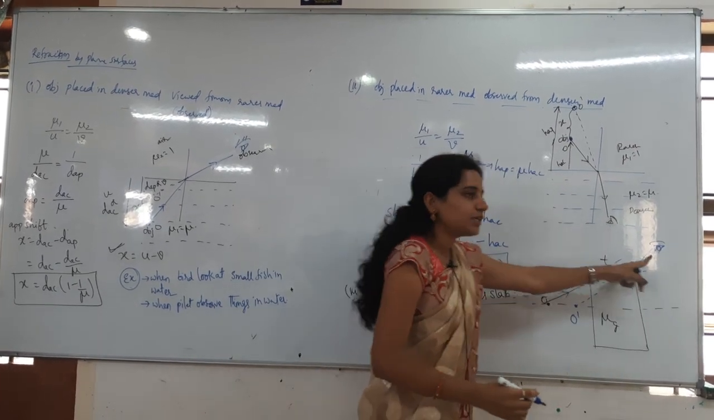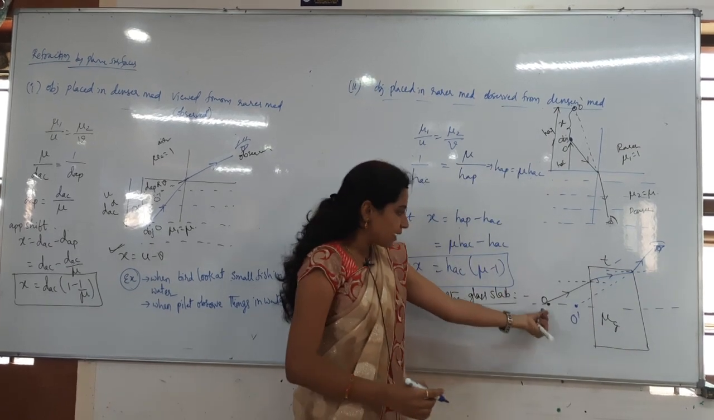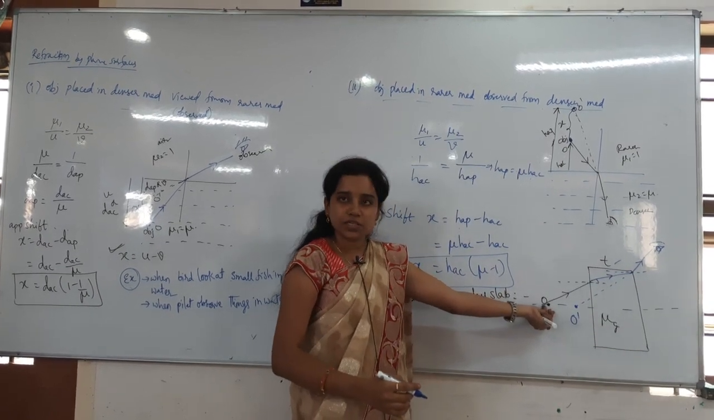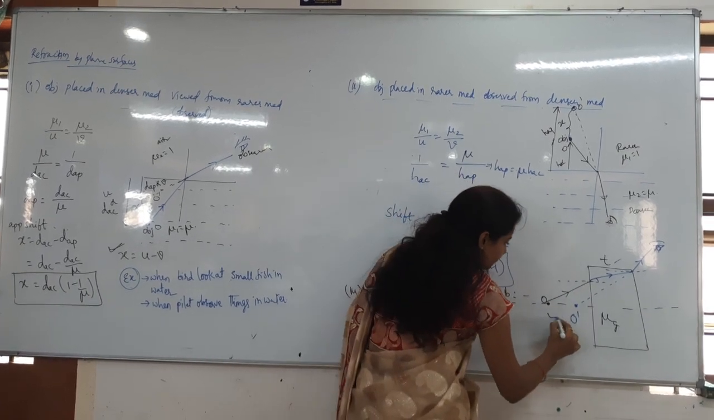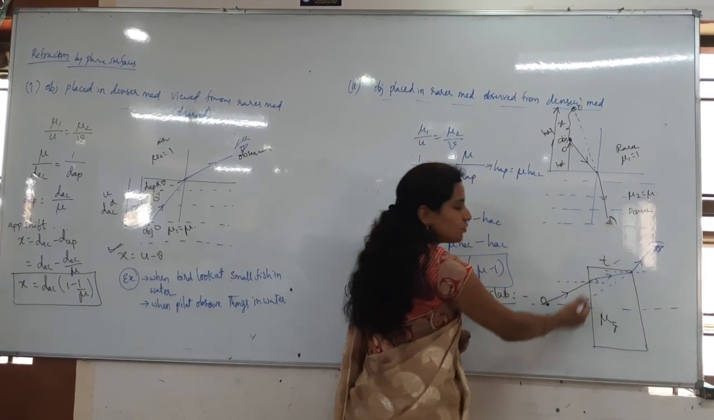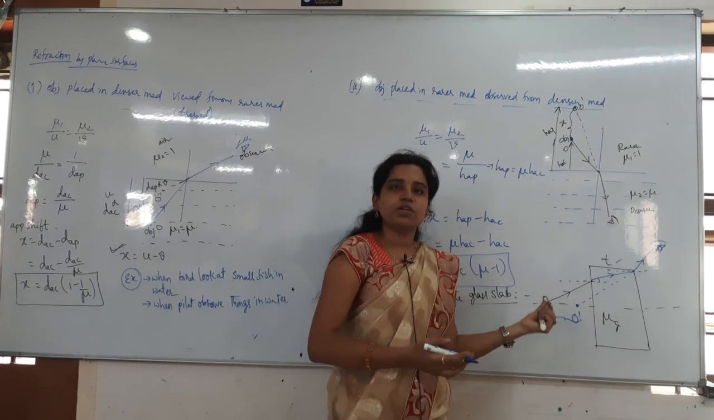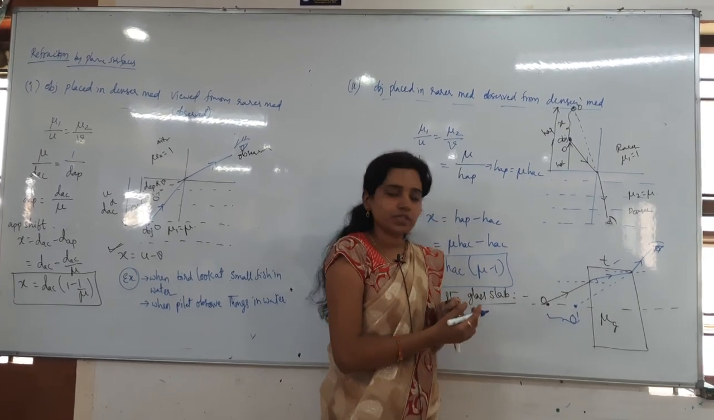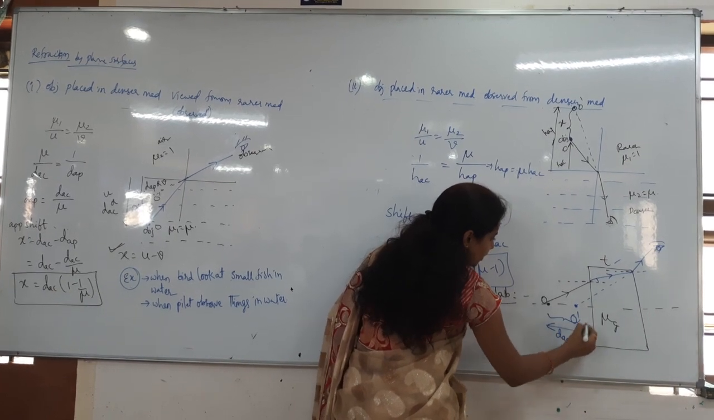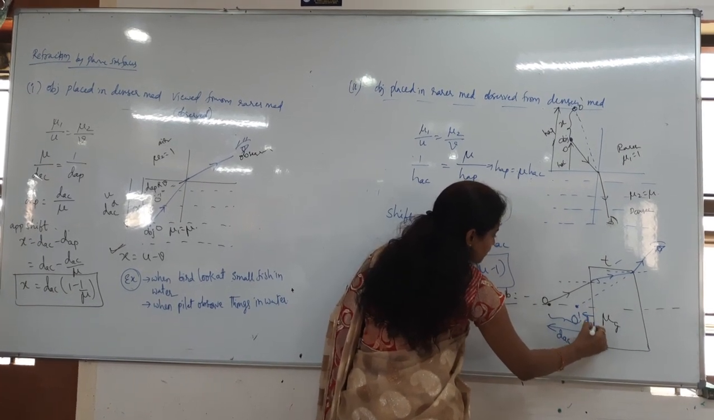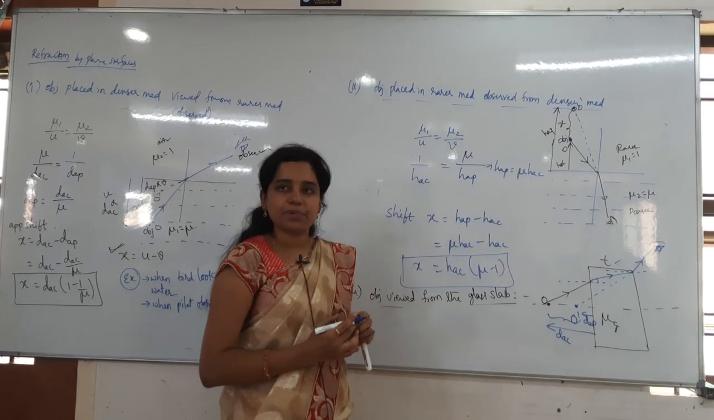So the observer is looking from here. The actual position of the object is here, but it appears here. So this is the shift. This shift is normal to the boundary, so we know it as a normal shift. This is the actual distance, and this one is the apparent distance.